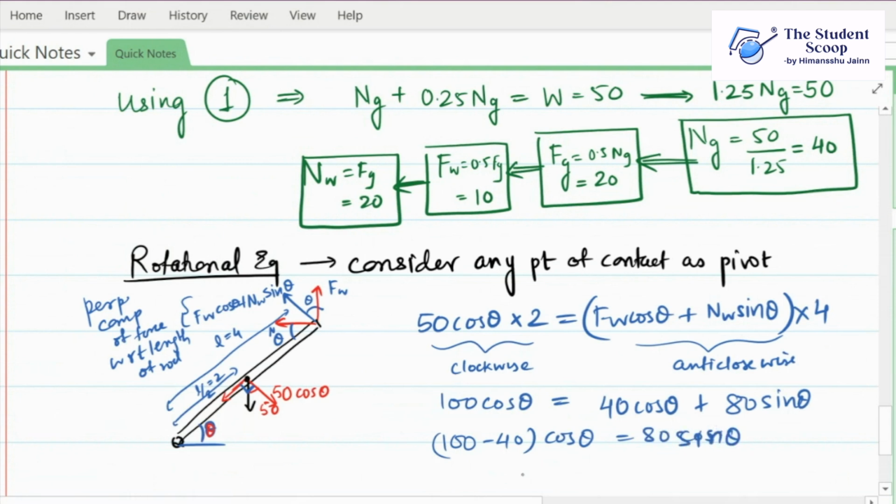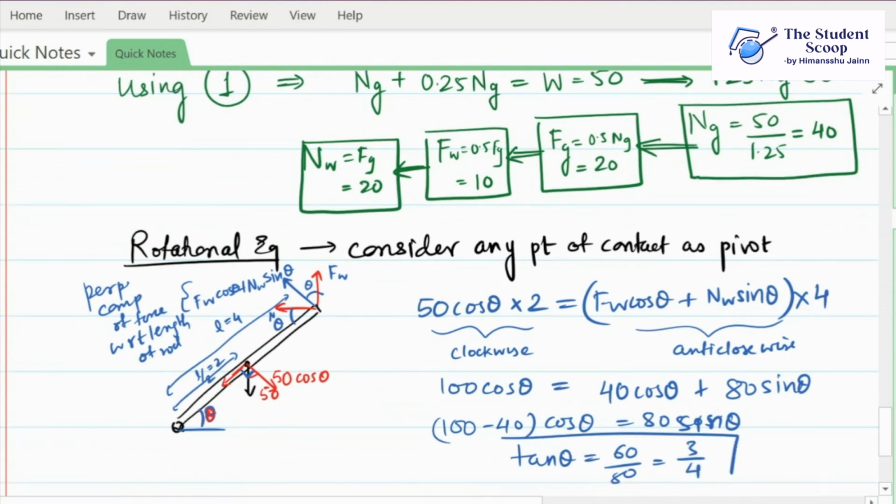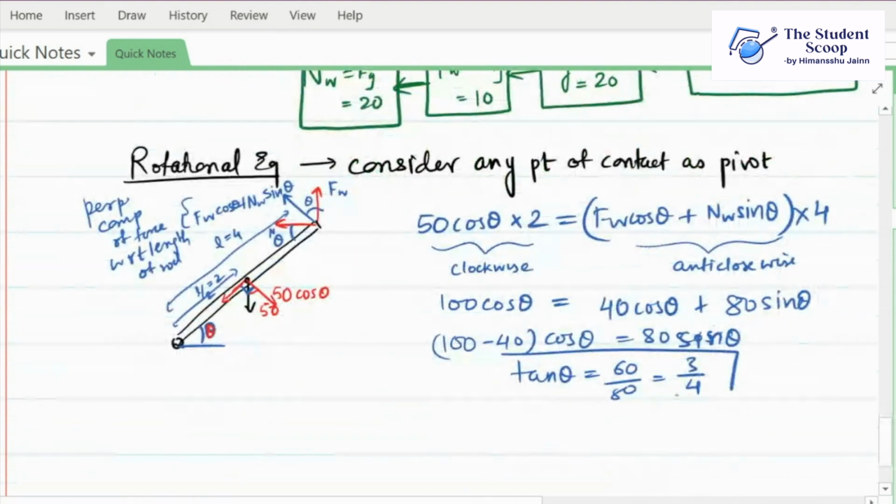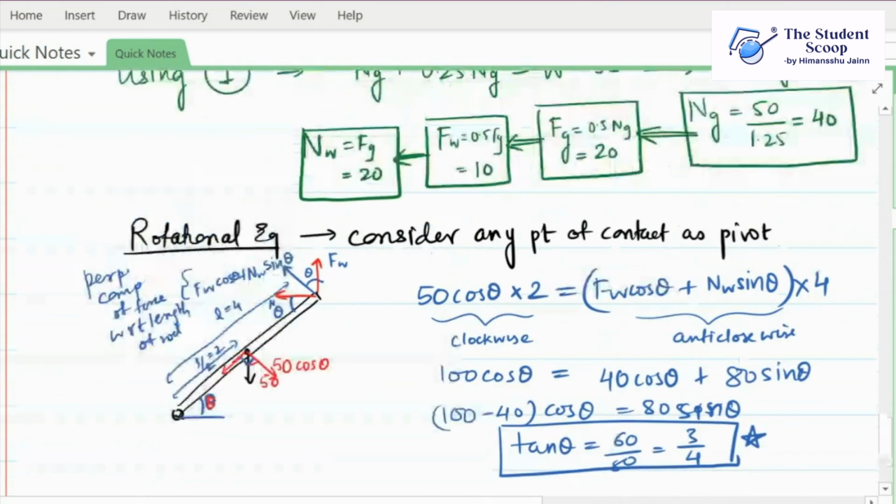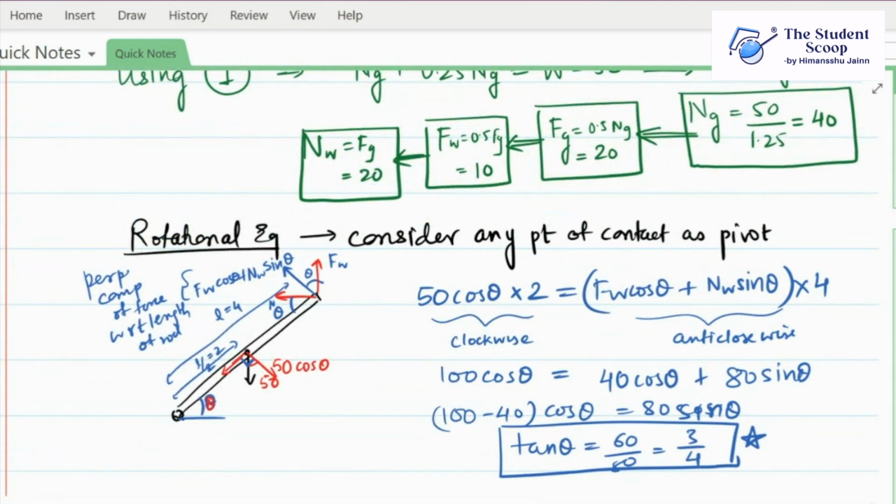So in that case, if we just write tan theta, it will be 60 over 80, or you can say 3 by 4. Okay. Is this clear? This is how we can get the theta value. Everybody understood this? Anybody has doubt in this?